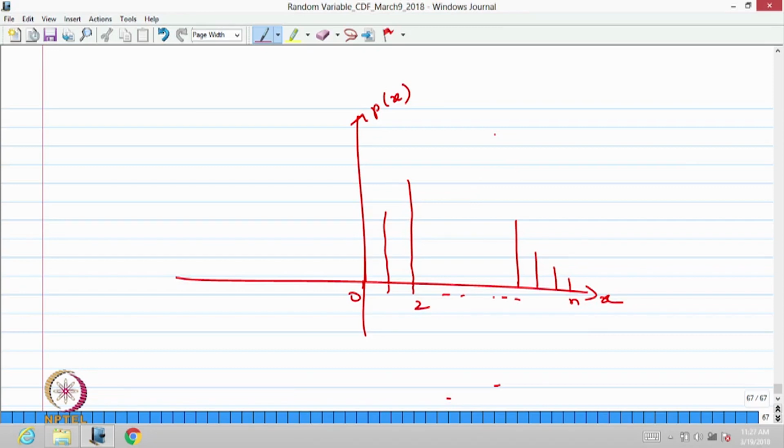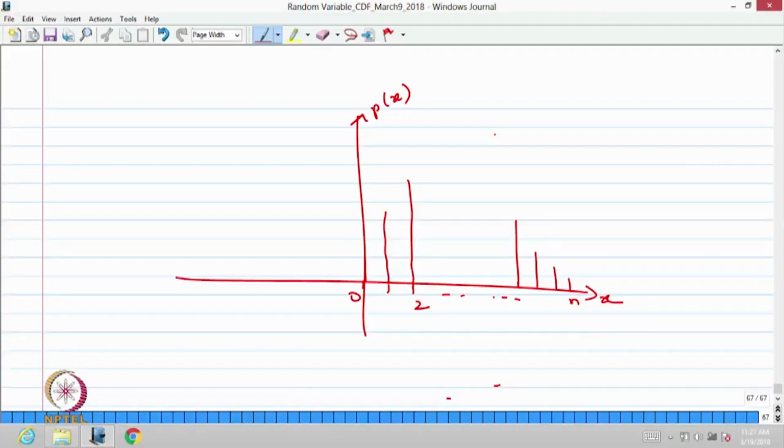If p is equal to 1 by 2, then you will have a symmetric increase and decrease over 0 to n. For n even, you will have a single peak height, and for n odd, you will have two equal heights. That is the way the values keep increasing, then decrease. I have just drawn one diagram for the probability mass function for some n and some p.